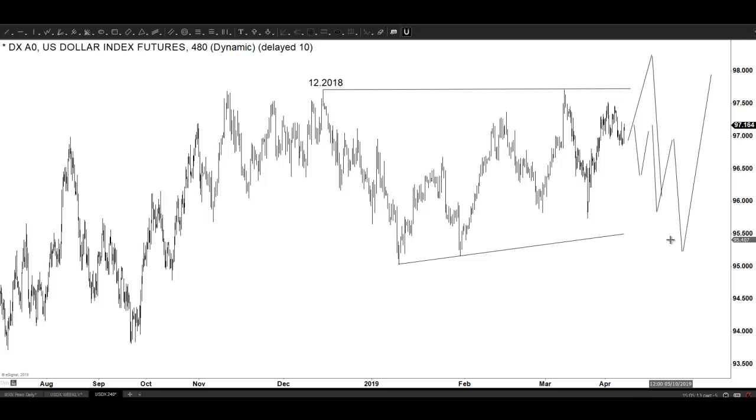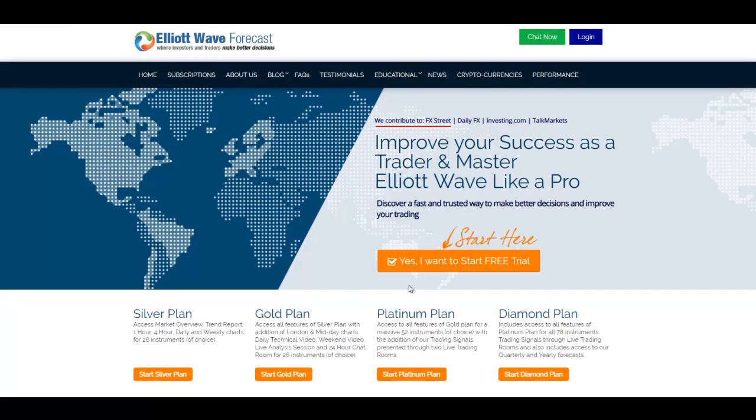So overall, guys, this is how we see the market. This is how we treat the market in Elliott Wave Forecast, which is completely different to most, because we do relate the market. We do relate the cycle. We do understand the nature of the market.